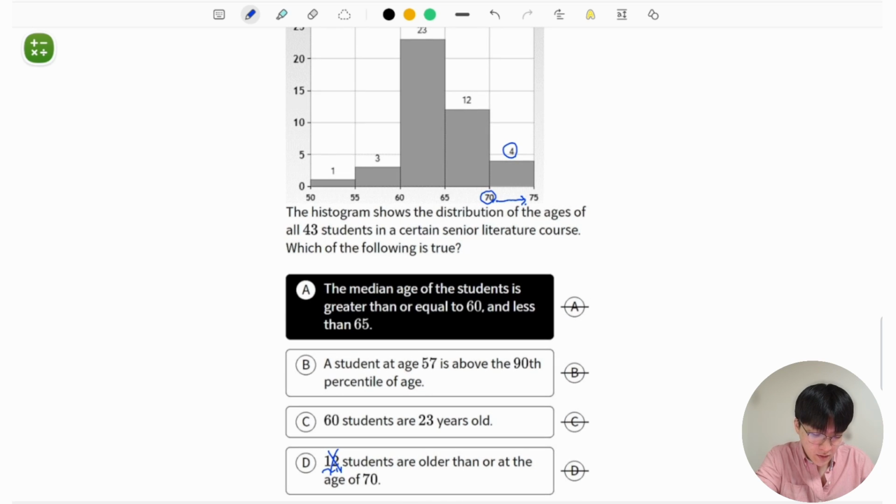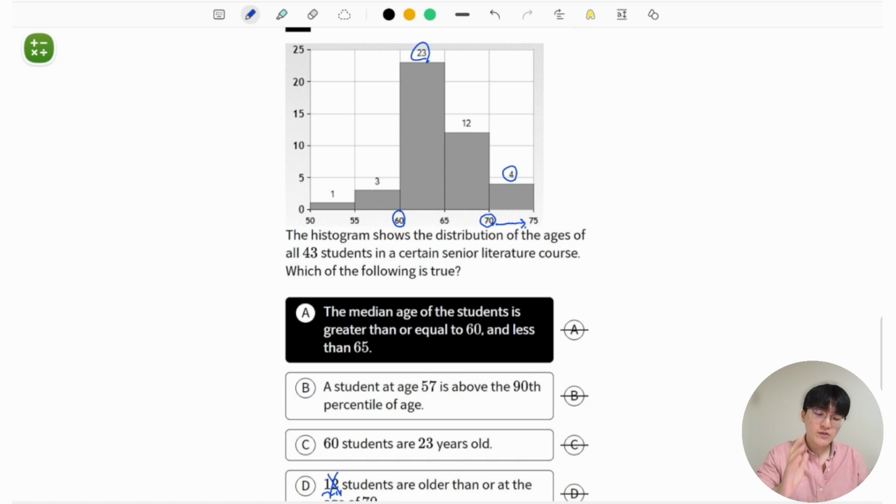Okay? Answer choice C. 60 students are 23 years old. Now, the thing about a histogram is that it shows us the range of ages in this situation, a range of x values in which the corresponding data points correspond to.